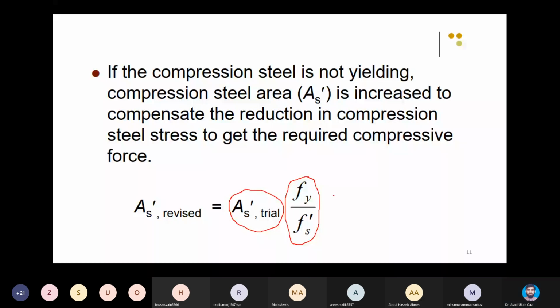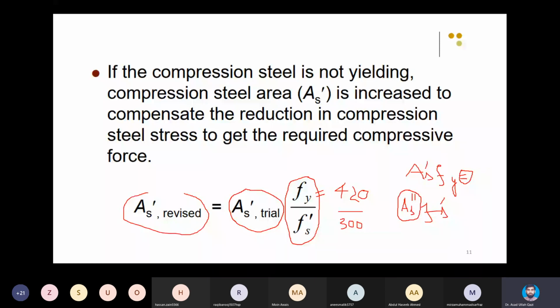But once I check later, I find that the steel is at 300. So I was thinking the As trial is at Fy, but actually it is at Fs prime, so both can't be equal. They can only become equal if I increase the area of steel: As double prime at the lower stress may become equal to As prime at Fy. So I get As double prime by multiplying by the ratio of Fy over Fs prime, and in this way I get a revised area of steel. As I said earlier, don't do this revision on the tension side. On the tension side, the earlier calculated value is the right answer.